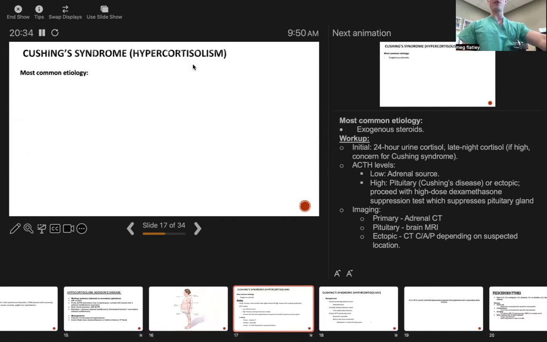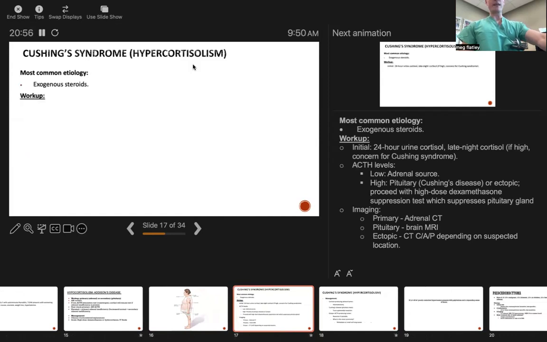What is the first test you send, or one of two lab tests you send, to evaluate someone who you're concerned for Cushing's? Yeah, late night cortisol, I think is the most recent recommendation. It used to be 24-hour urine cortisol. It's usually a confirmation test.